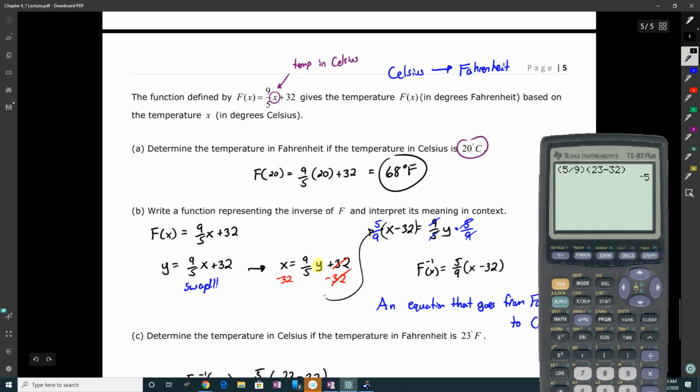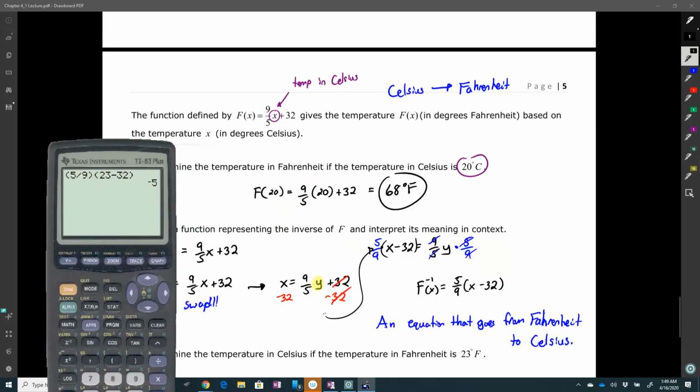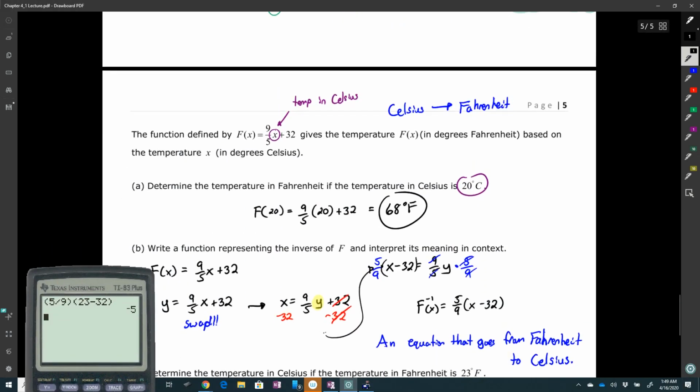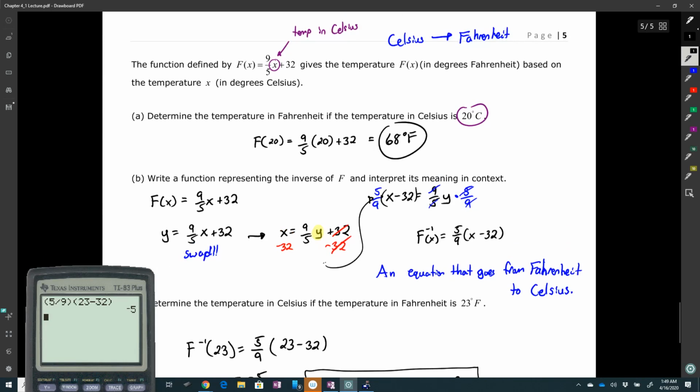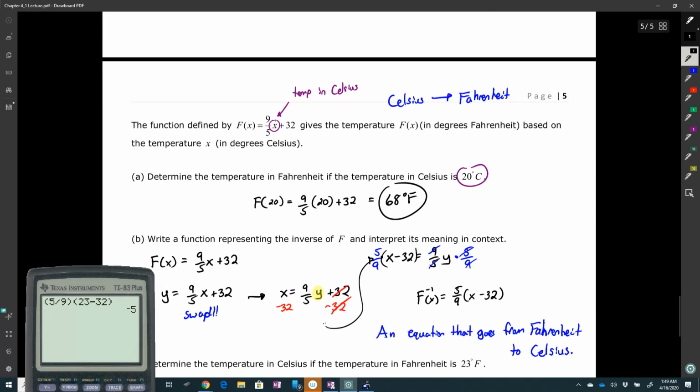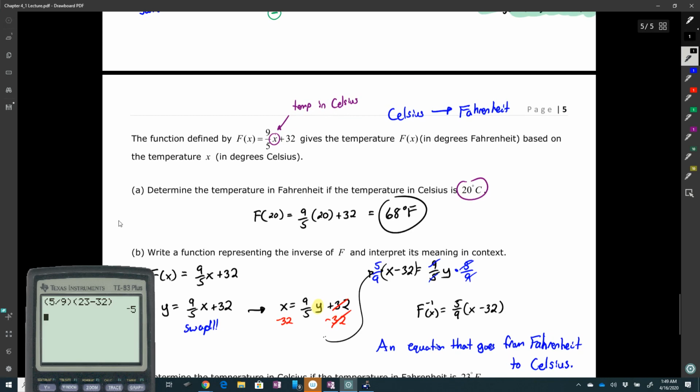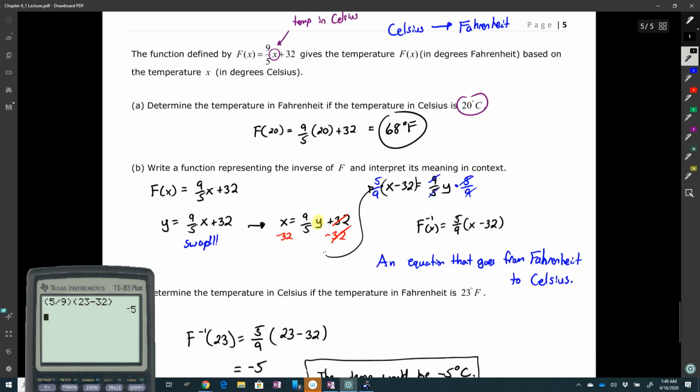All right. So this is really the hardest the word problems get for this section. They're not really bad. They want you to find the inverse, but then interpret what it means. And remember, it's just the x and y values that change. So think about what your x value is, think about what the y value is, and swap them. So this went from Celsius to Fahrenheit. So the inverse goes from Fahrenheit to Celsius.